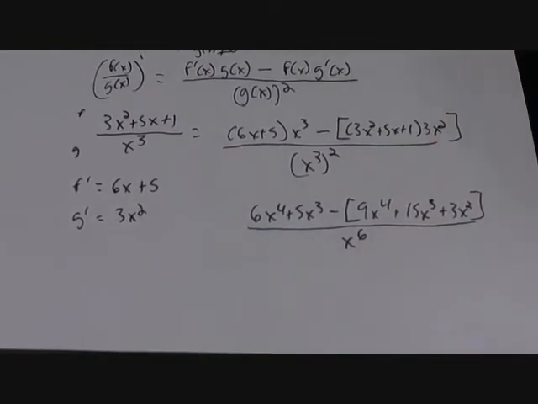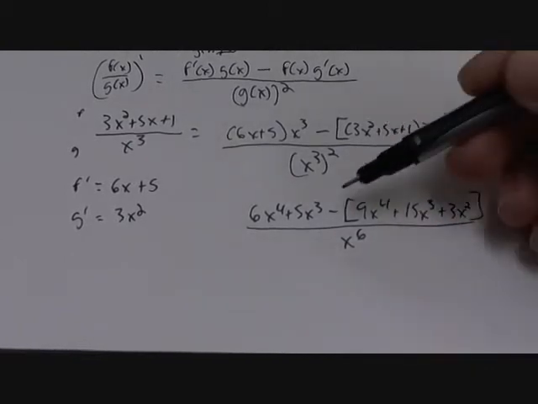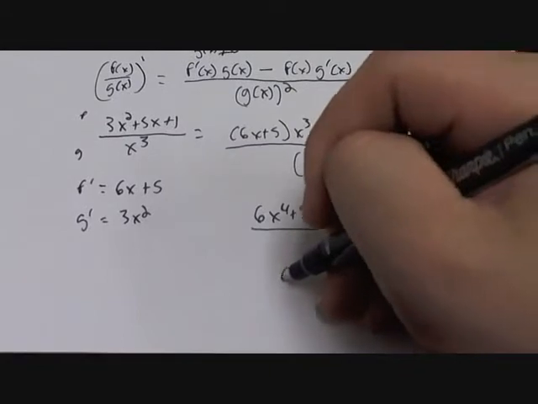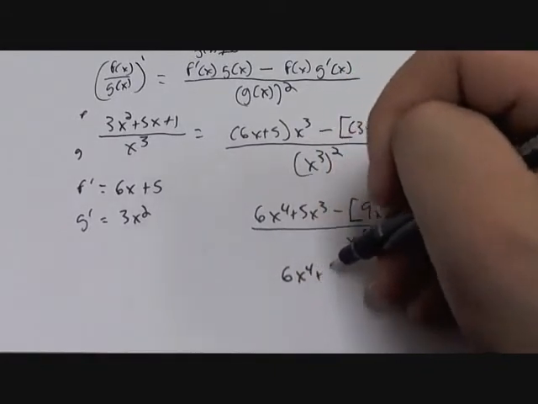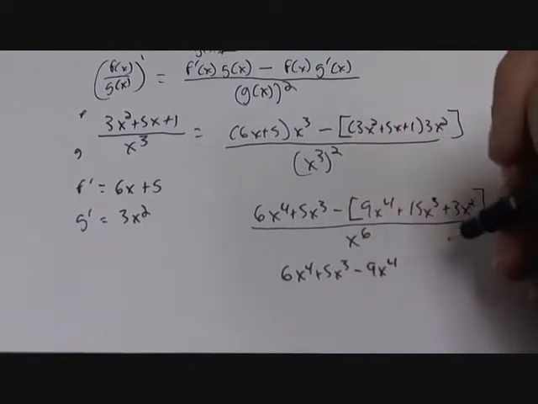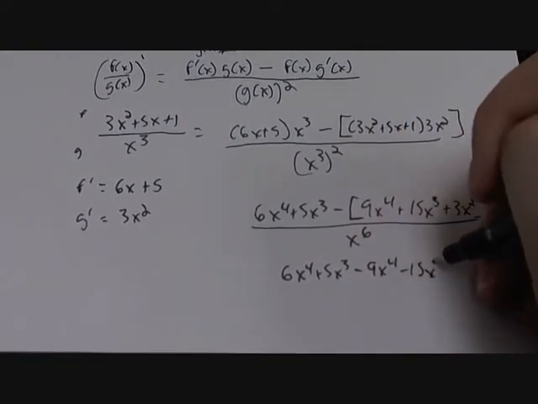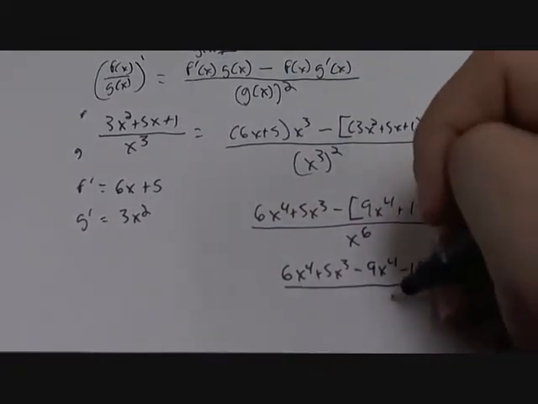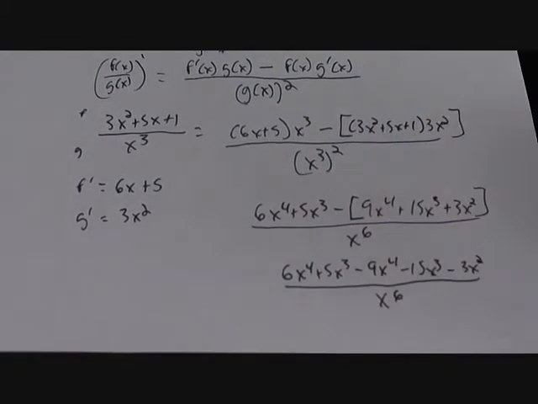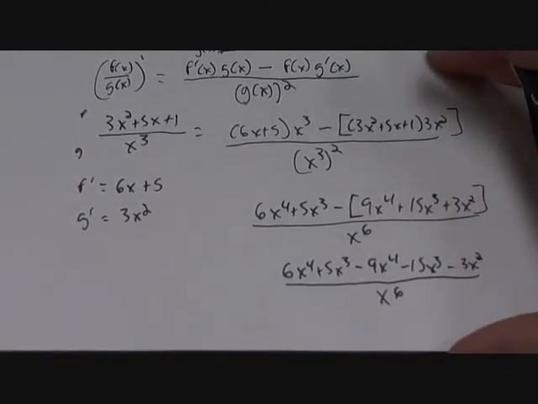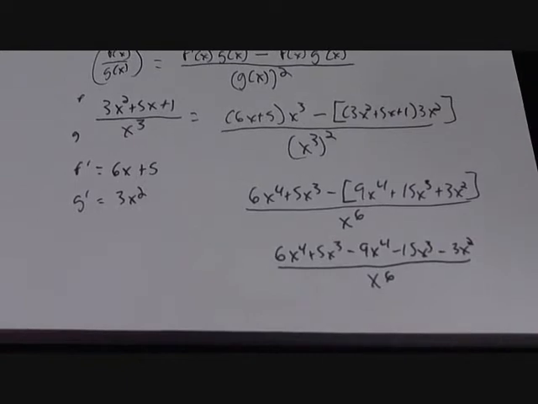Alright, so now we got to distribute the minus sign to all of these. So this becomes 6x to the fourth plus 5x cubed minus 9x to the fourth minus 15x cubed minus 3x squared, everything divided by x to the 6. You have to distribute the negative sign. Don't forget the negative sign. It's very, very important. That's what all students usually mess up.